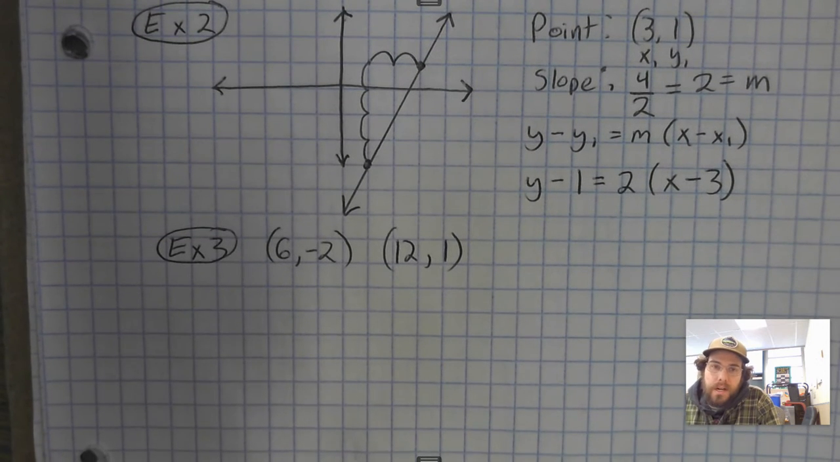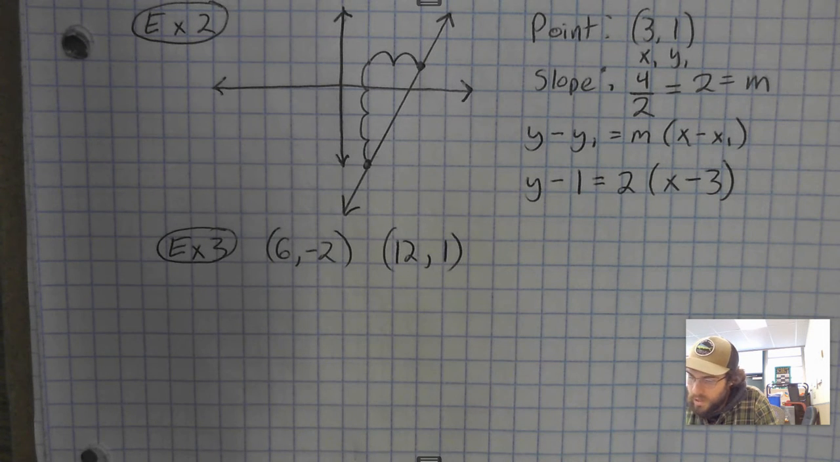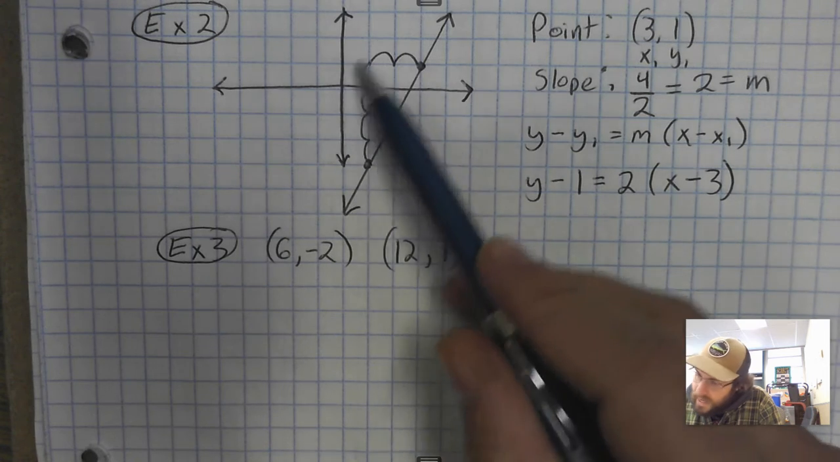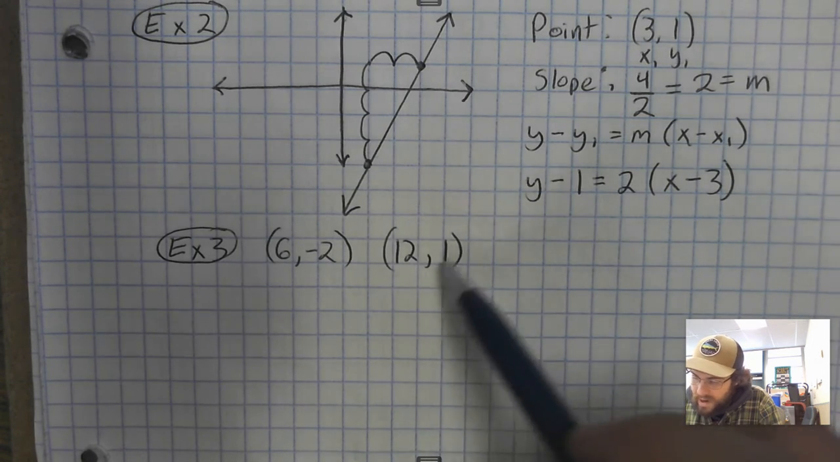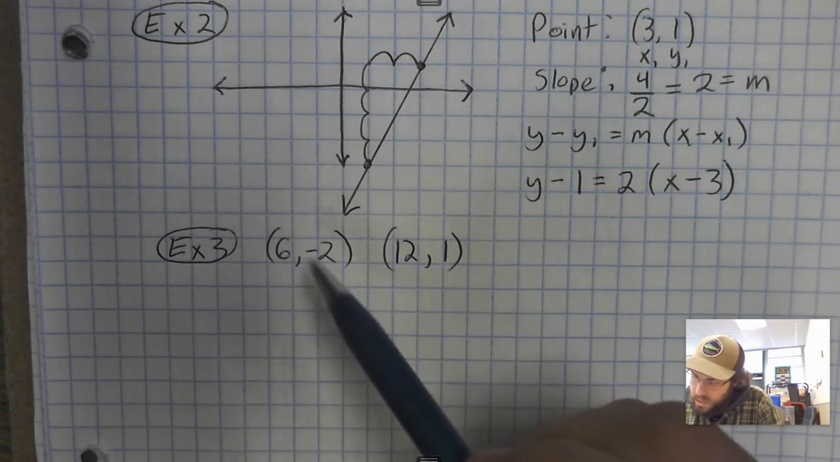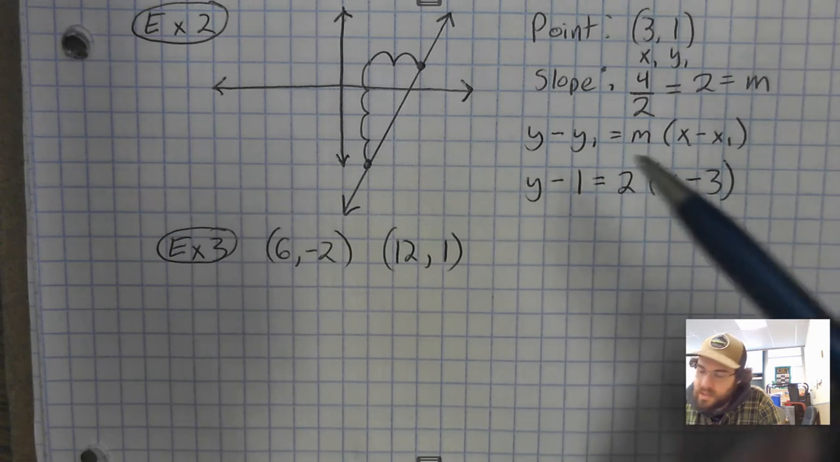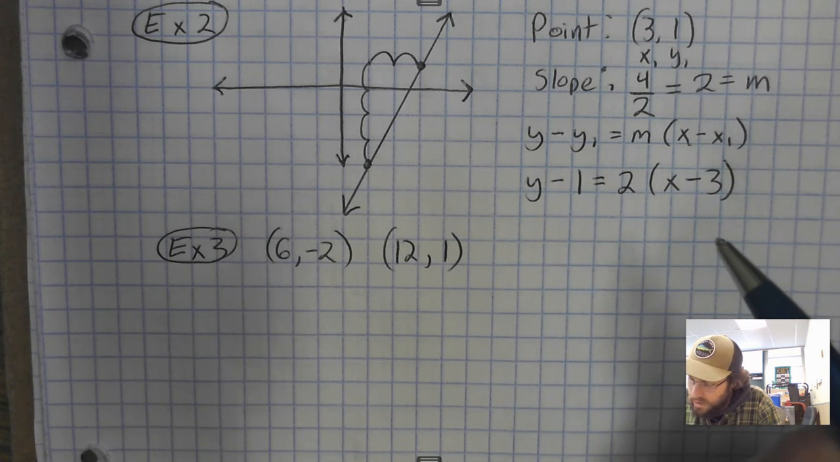Now here's a little secret. It doesn't matter which point you use. Both of them will end up with the same equation of the line. But we don't know a slope. You could graph it and count your slope. But I don't want to graph all the way out to 12, 1. Shoot, I don't even really want to graph all the way out to 6. I'm kind of lazy with my graphing.